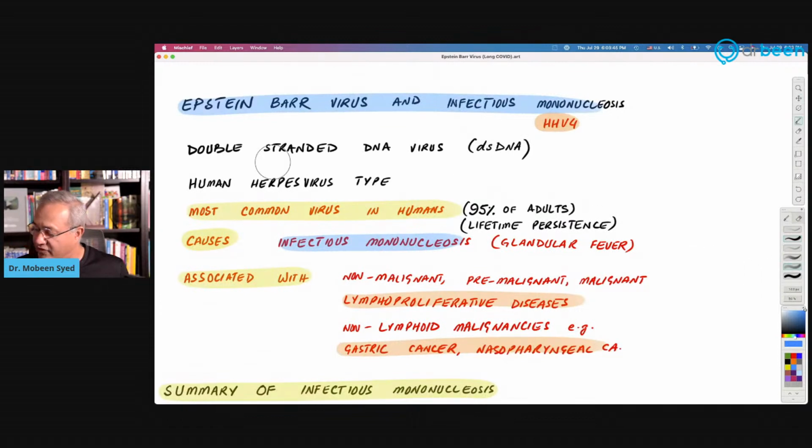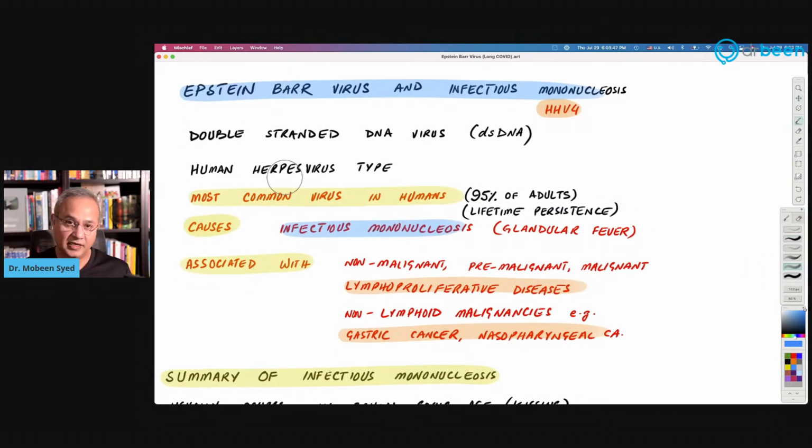So Epstein Barr virus is a double-stranded DNA virus, so dsDNA virus. We have been talking about SARS-CoV-2, which is a positive sense RNA virus. This is a double-stranded DNA virus. This virus is enveloped as well. So that means it also has a membrane, if you can say, around it, just like SARS-CoV-2. This virus is called HHV4 or human herpes virus 4. So this is a human herpes virus type.